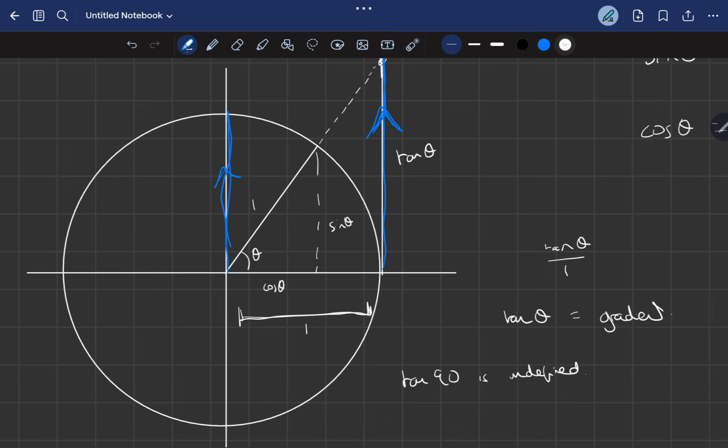And this also makes sense when we link it to the gradient point. Okay? Because what is the gradient of a line going straight up? We can't divide by 0. So again, it is undefined.